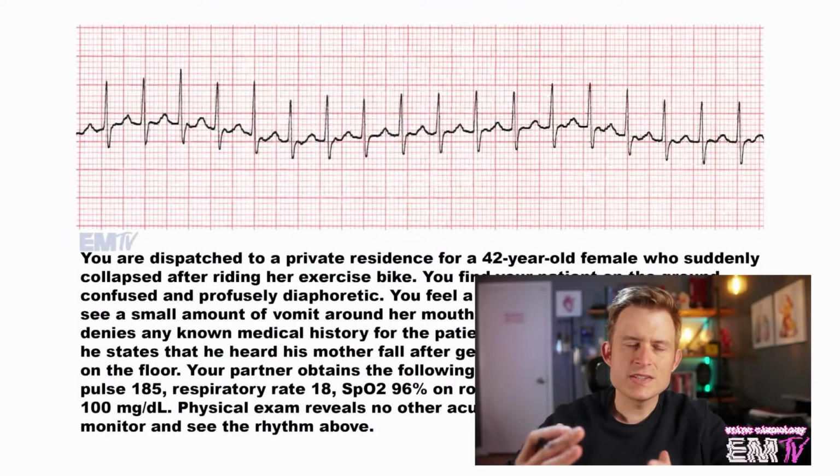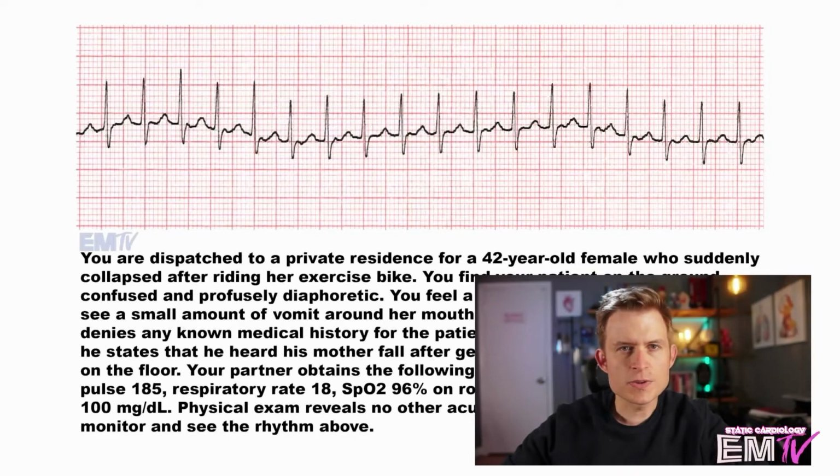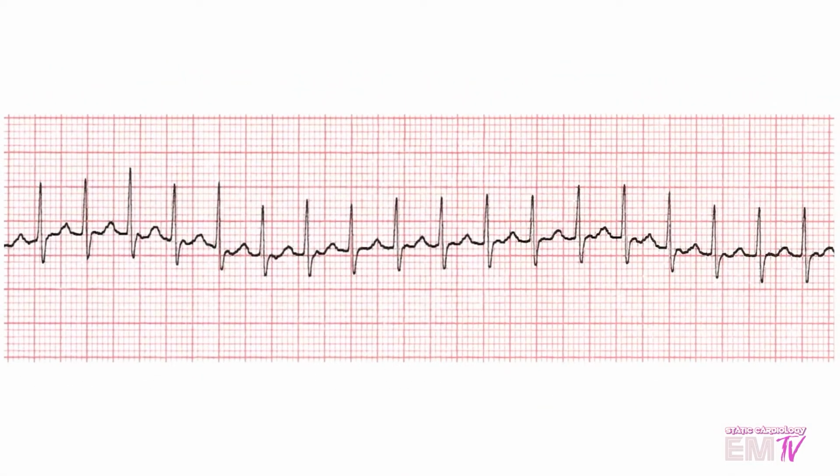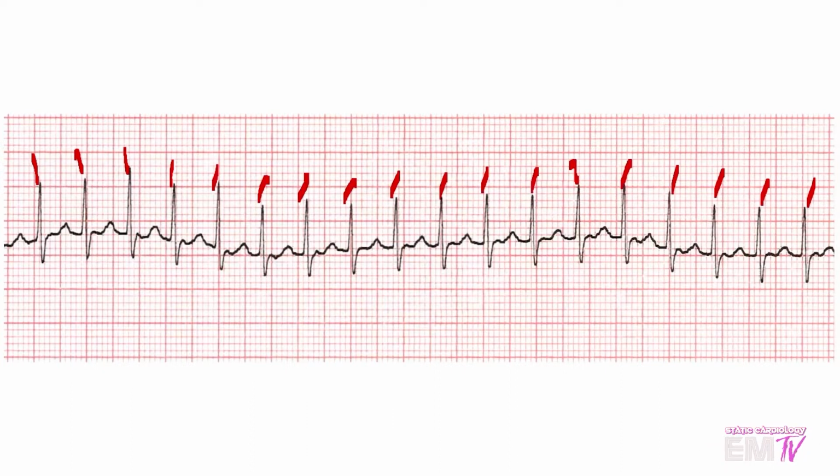So let's not waste any time. Let's go ahead and take a look at that strip in closer detail and see if we can't identify this rhythm. First thing I like to do with any strip is find out how fast this is going. So let's go ahead and count out those R waves. I'm counting 18 R waves, which means this rate is approximately 180 BPM.